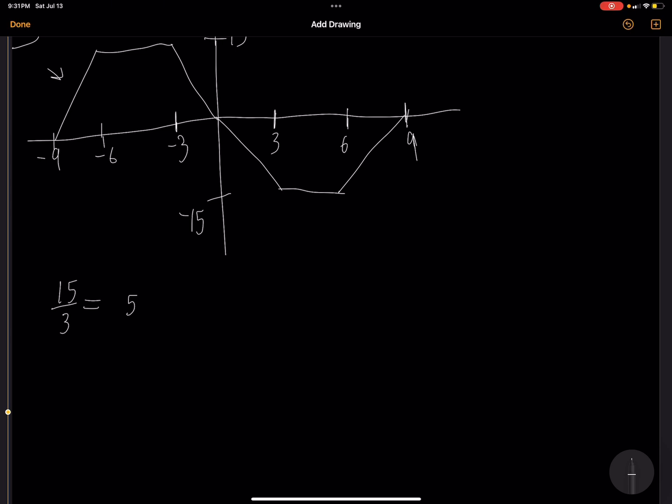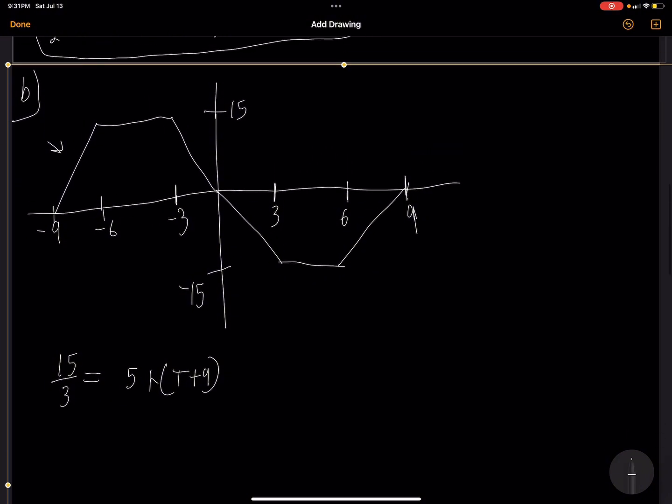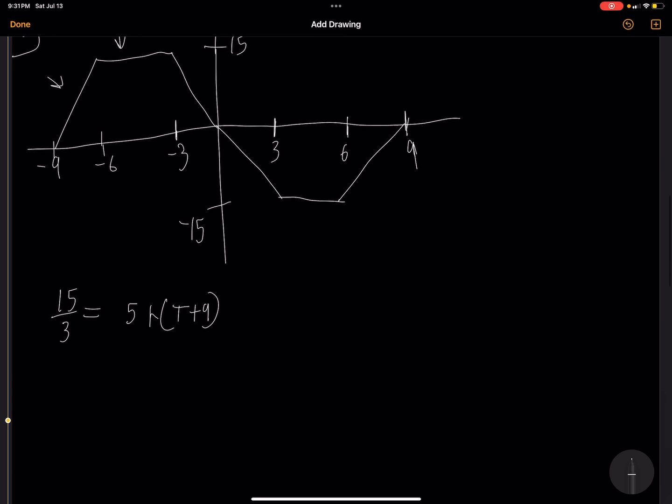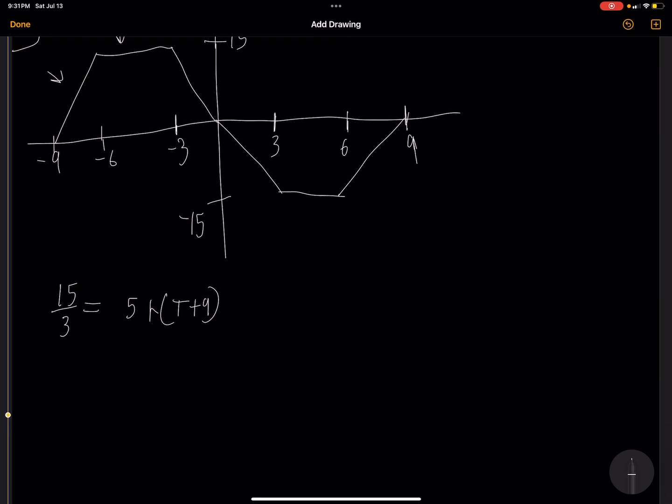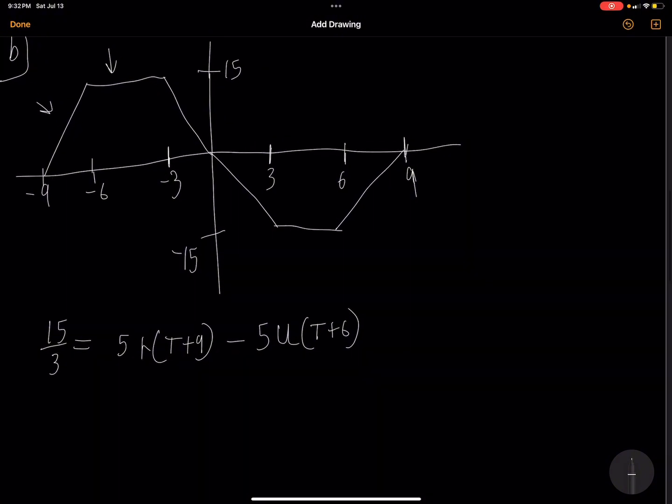And we start for r at t plus 9. That's for the negative x-axis over here. If you want an explanation for that, if you do t plus 9, solve for t, it is equal to negative 9. Makes sense. Okay. And now we're here. We need to offset that slope. Remember that. So we're positive 5 up. To offset it, it's negative 5. And it's a unit step, and we're starting at negative 6. So it's t plus 6.